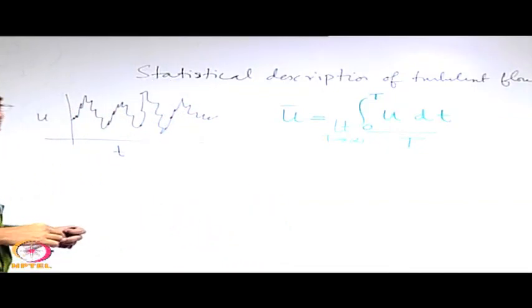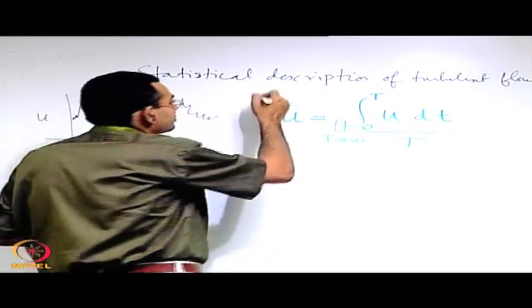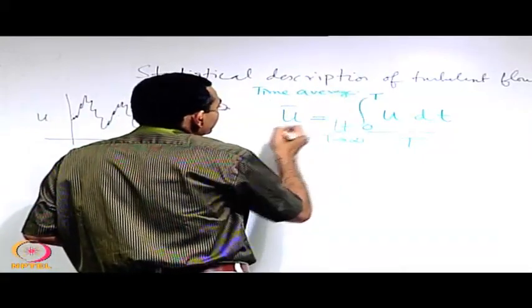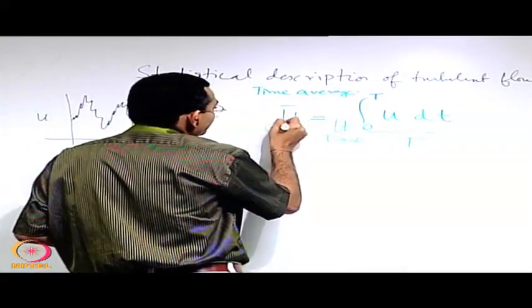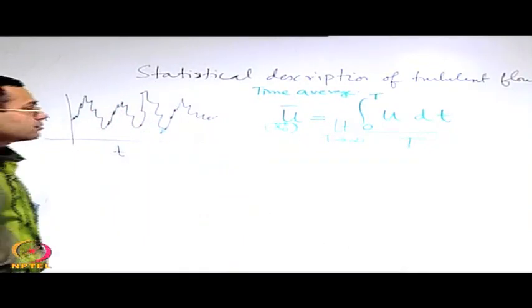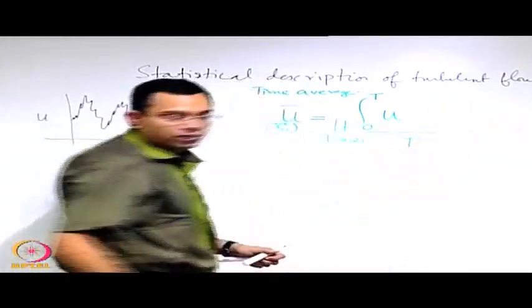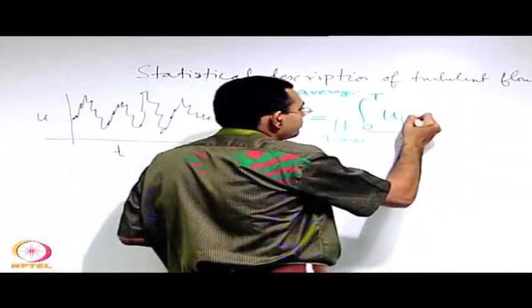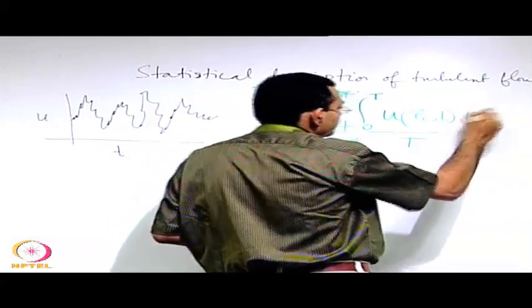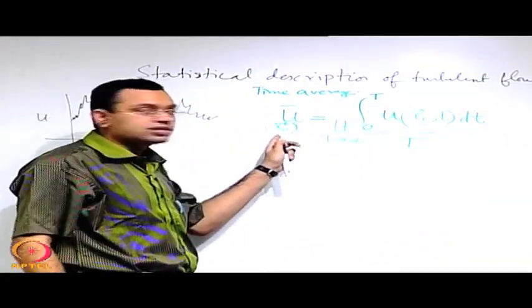So time average at a given location. That means this U bar is a function of a given position, say x naught, and this U that we are writing inside is a function of both position and time, so U as a function of x naught and time. The time effect has been nullified by integration with respect to time, so this is only at a fixed position.